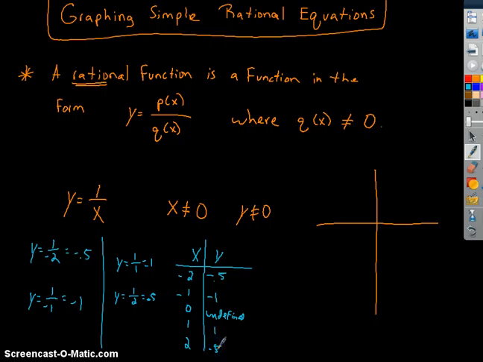Let's actually plot those points. -2, -0.5 is a coordinate. So let's use these points. So at -2, -0.5, I'll say it's about right there. And at -1, -1, I'll say that's about right there. At 0, it is undefined. Because it's undefined, put a dashed line right here. So I can't cross that number.